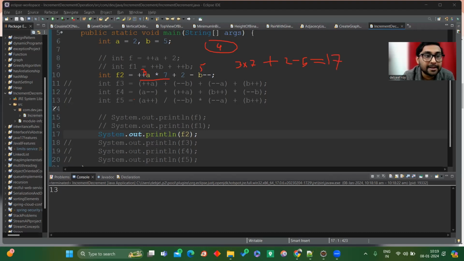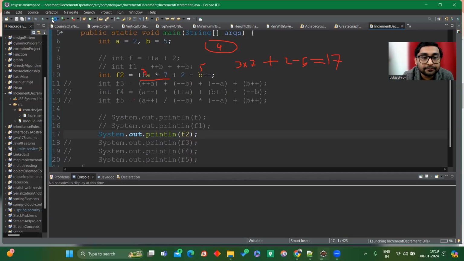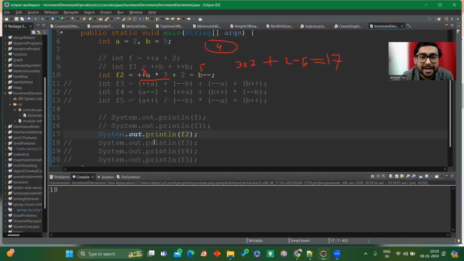So let's run the code and see whether it's coming as 17 or not. It's coming as 18. Why? 3 into 7 is 21 plus 2, 23. 23 minus 5, 22, 21, 20, 19, 18. Yeah, it's 18 only. Sorry, it's a calculation mistake only. 23 minus 5 is 18. Okay, so the value is 18 only.